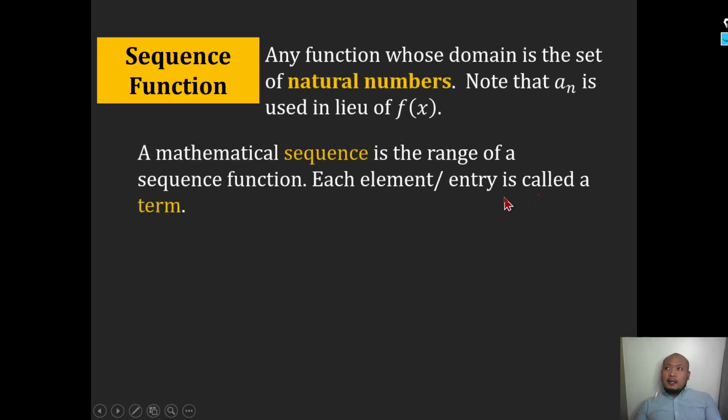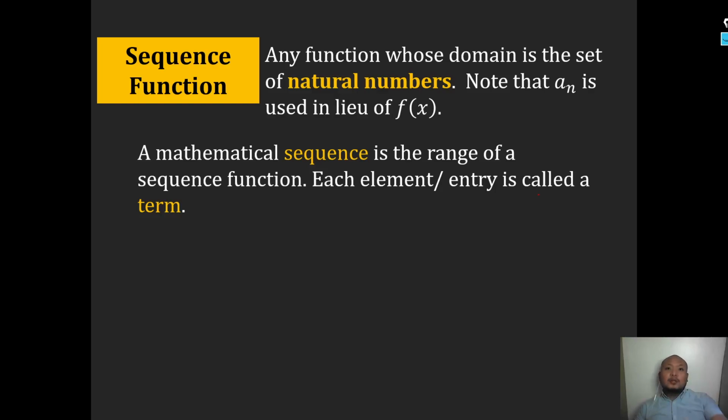Pag sinabi naman natin mathematical sequence, remember that a sequence function, ang domain niya ay natural numbers. Now, ano yung range? Remember, when you plug in elements of the domain, what turns out is the set of the outputs, if you will, in the function. Remember how a function can be described as some sort of a machine. You plug in something, then something comes out. Now, what we plug in sa sequence function ay puro natural numbers lang.